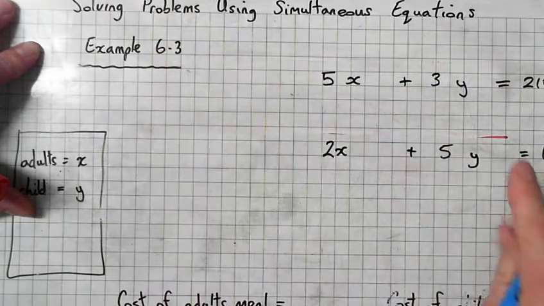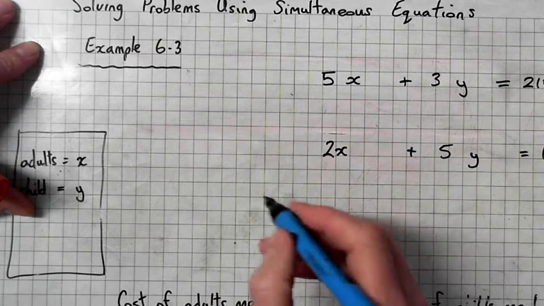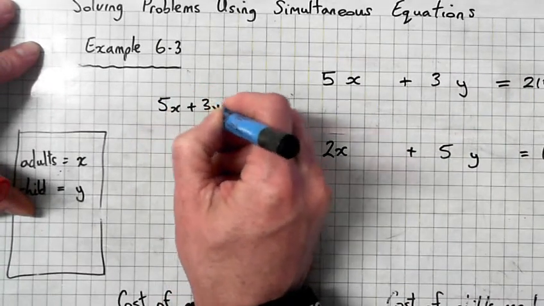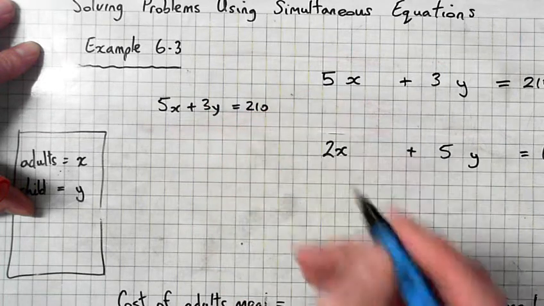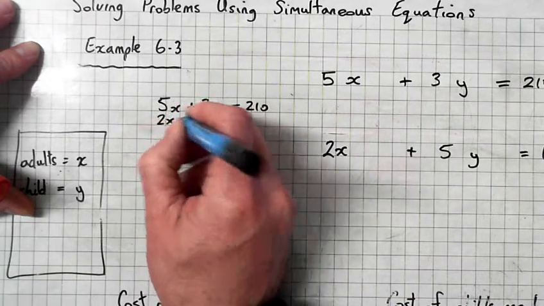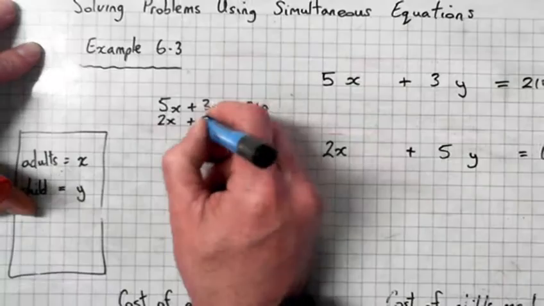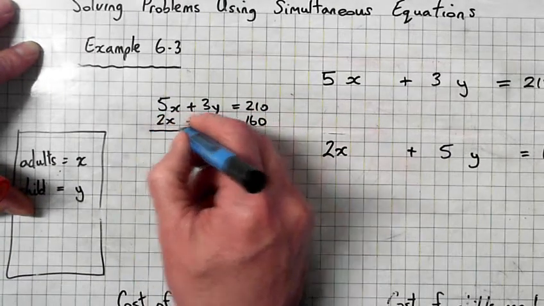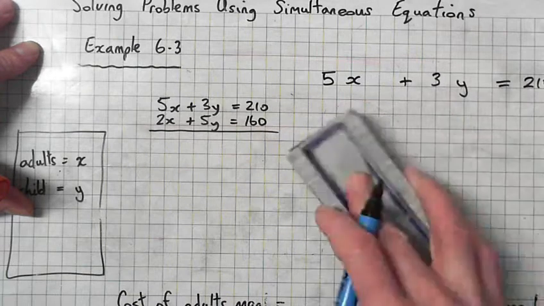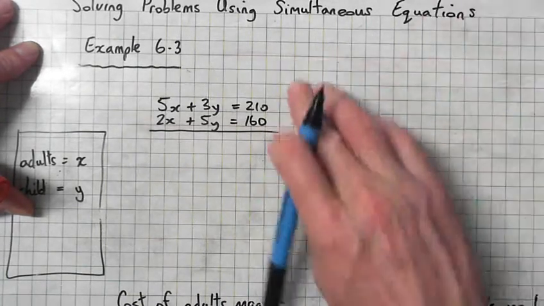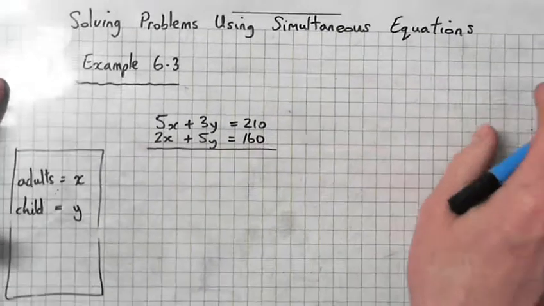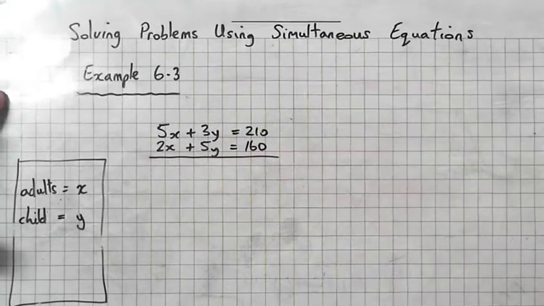Okay, so what I'm going to do now is just get rid of that. So don't need that anymore. And I'm just going to write everything out again. 5x plus 3y is equal to 210. And 2x plus 5y is equal to 160. Okay, so now we start a simultaneous equation. There's 2 unknowns. So in simultaneous equations there are 2 unknowns, an x and a y.